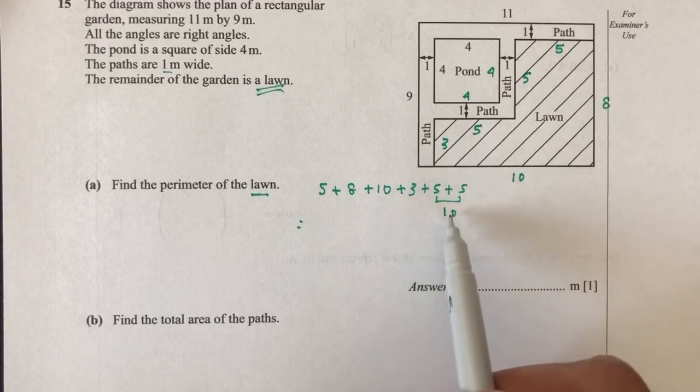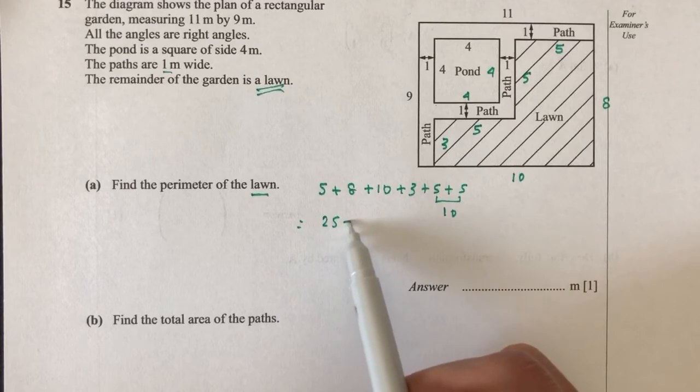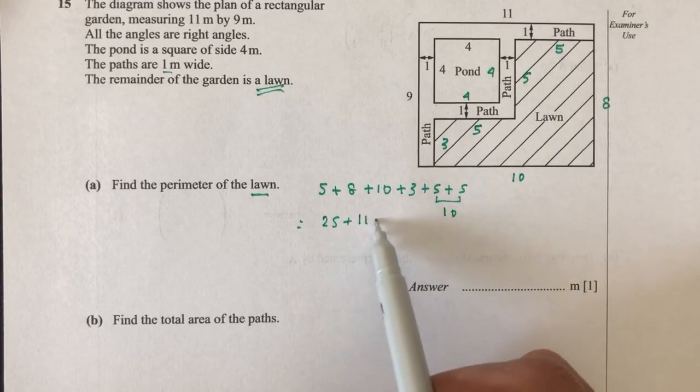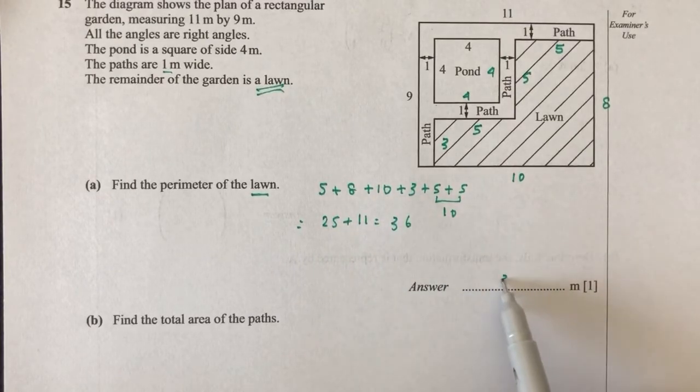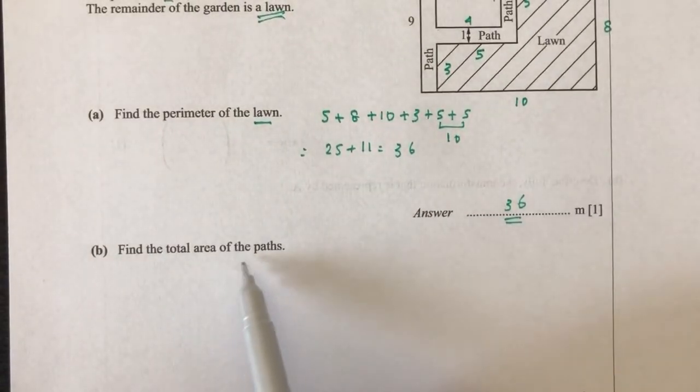So 10 plus 10 is 20. 20 plus 5 is 25. So 25 plus this 11 will be 36. So this will be your answer for part A. Now part B, find the total area of the path.